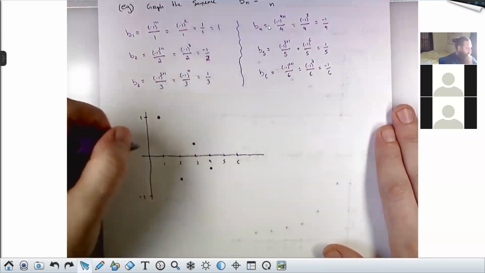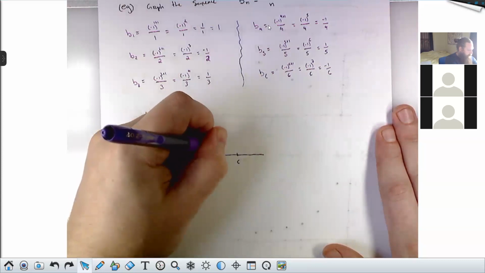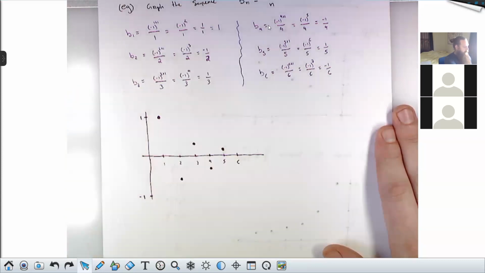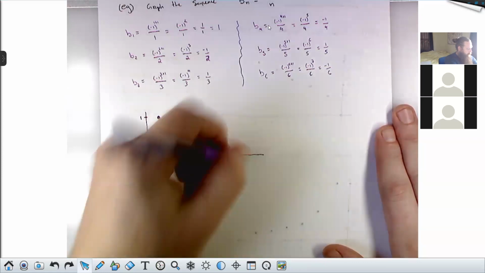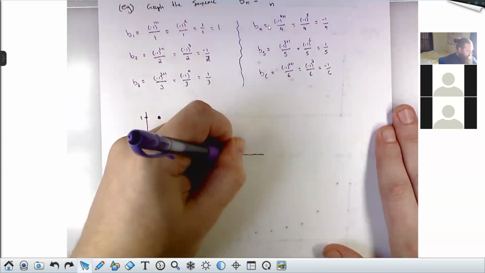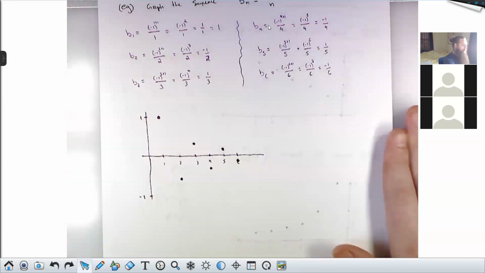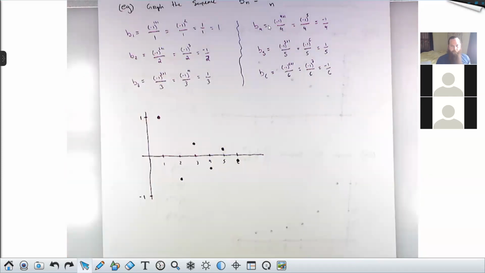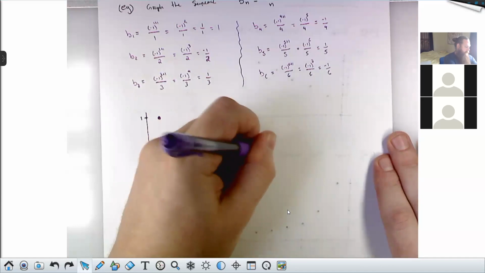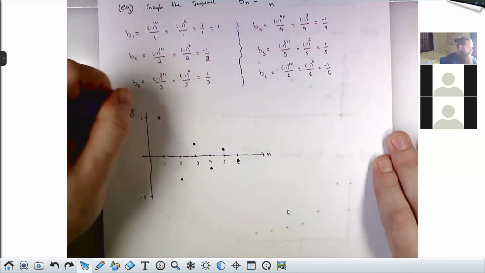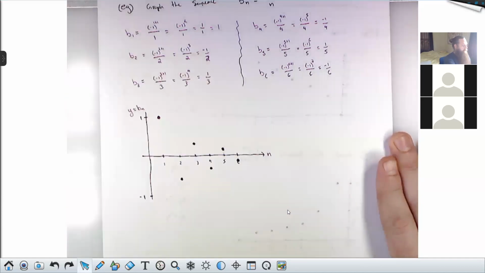B5 is positive 1/5. Again, pretty small now. And B6 is negative 1/6. It has a hard time fitting them in here next to that label, but here's B6. Now there is no nice curve that these all sit on, like maybe some sort of weird decaying sinusoid or something, but this would be our graph. And this is your n-axis, and this is the graph y equals bn.